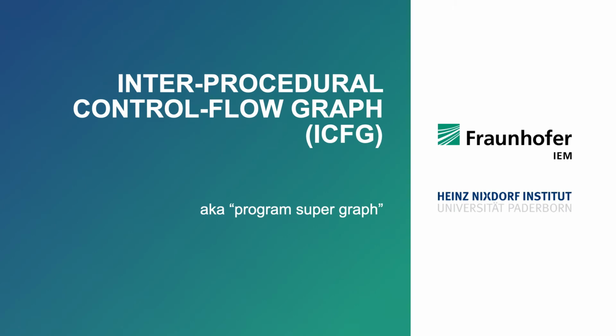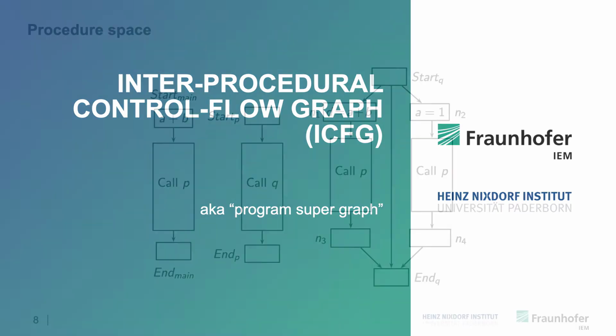Then the next step is that we want to model these synthesized and inherited data flows using one uniform data structure. In this case, the data structure is called the interprocedural control flow graph, or commonly also denoted by ICFG. In some papers, you will also find the notion program supergraph that typically refers to the very same data structure. And in order to build such an ICFG, let's look at what we already have.